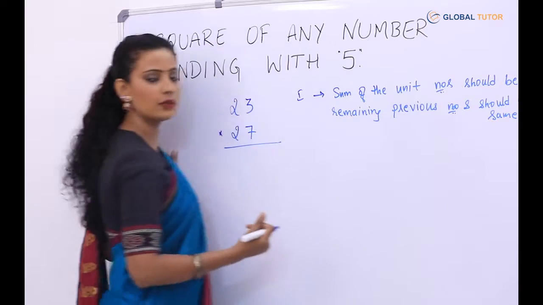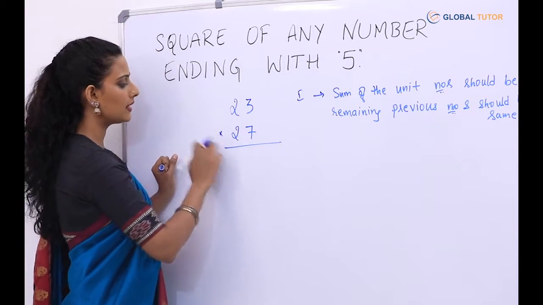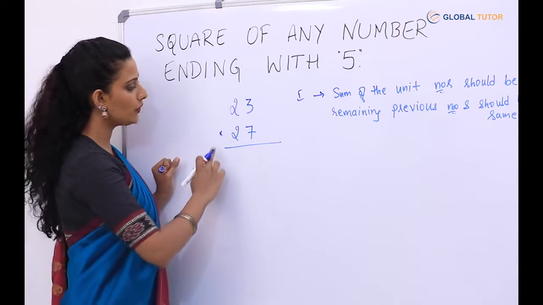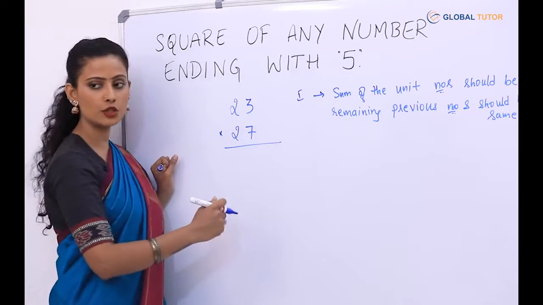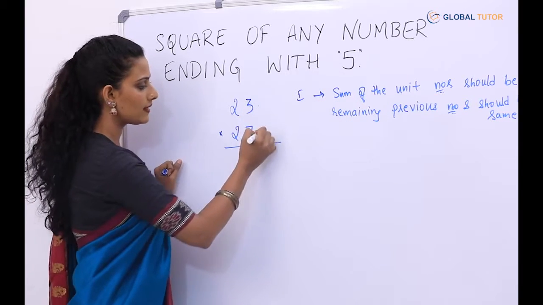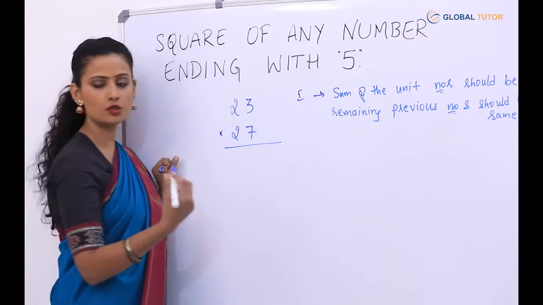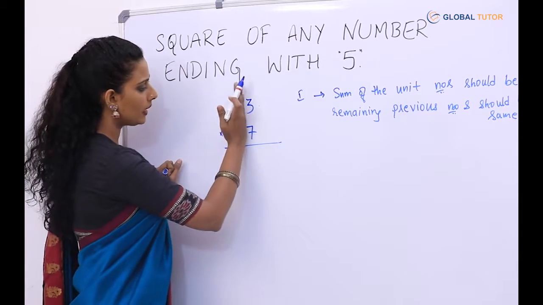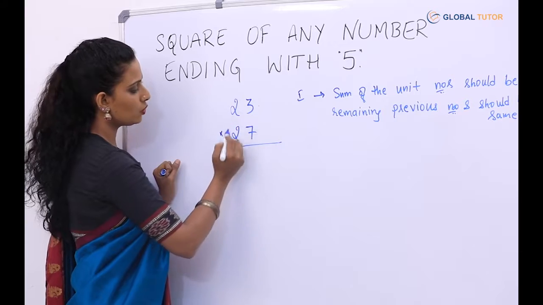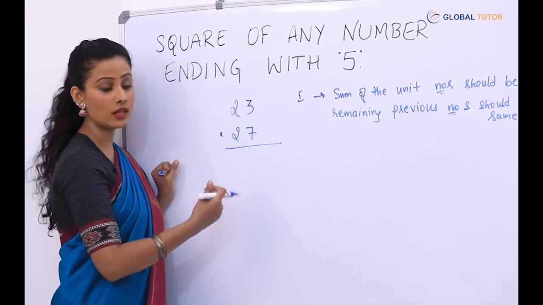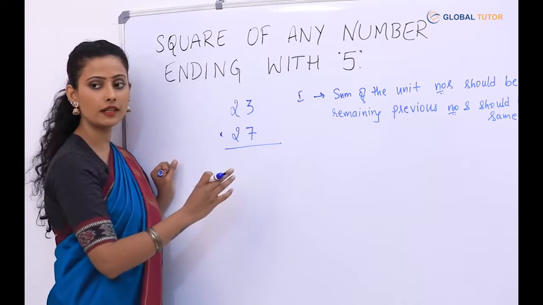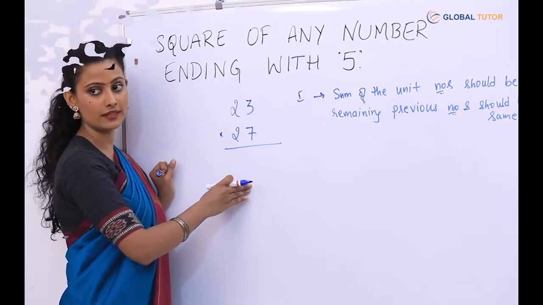So what example do we have? We have 23 into 27. What do we check? Sum of the unit numbers should be 10. So 3 plus 7 is 10. And then the remaining previous numbers should be the same. The remaining previous number is this 2 and 2. So they are the same, and we can apply this particular formula here to solve this.